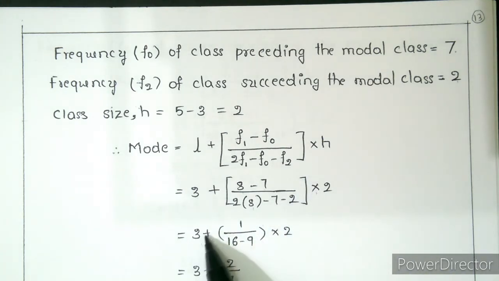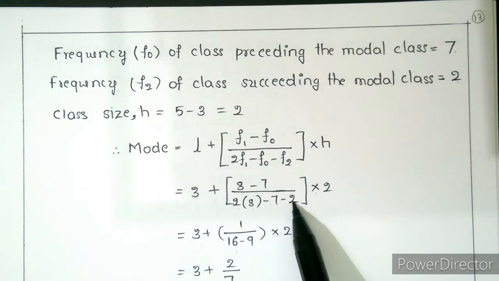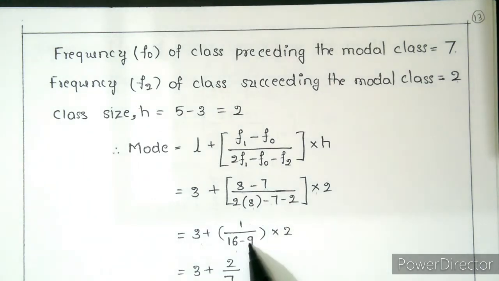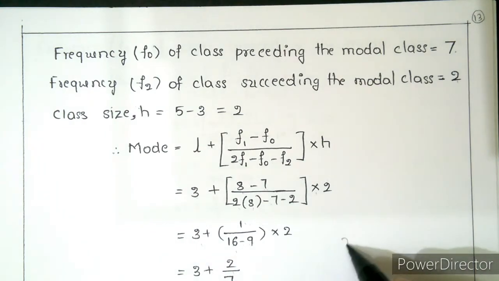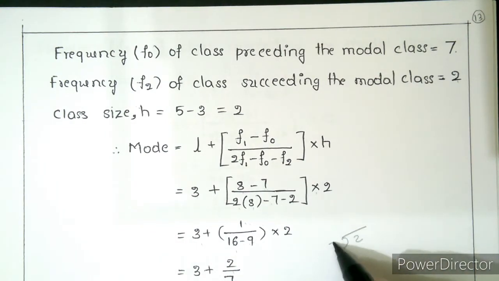So 3 plus 8 minus 7 you get 1. So 2 8 is 16, minus 7 minus 2, same sign, add, so minus 9, into 2. So 3 plus 2 by 7. So 16 minus 9 you get 7. So 2 by 7. Divide 2 by 7, you get 0.286.